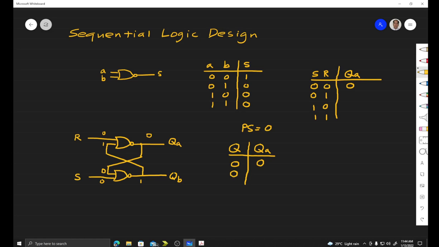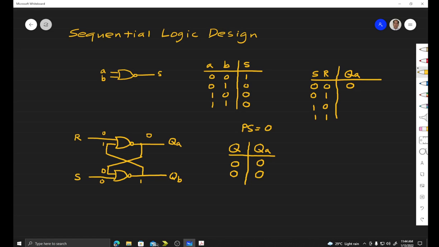So if our present state is 0, then let's say S is still at 0. So this gives us 1. Then this is also 1. So therefore our present state is still 0. So for this input 0, 0.